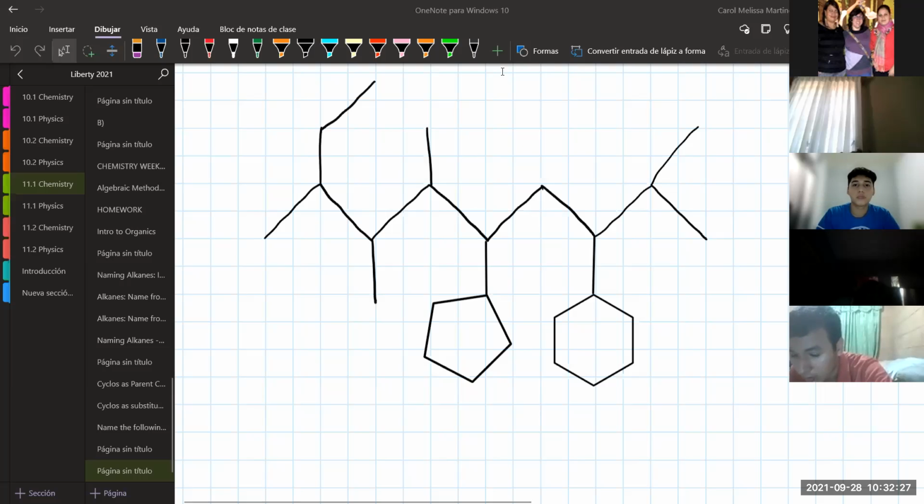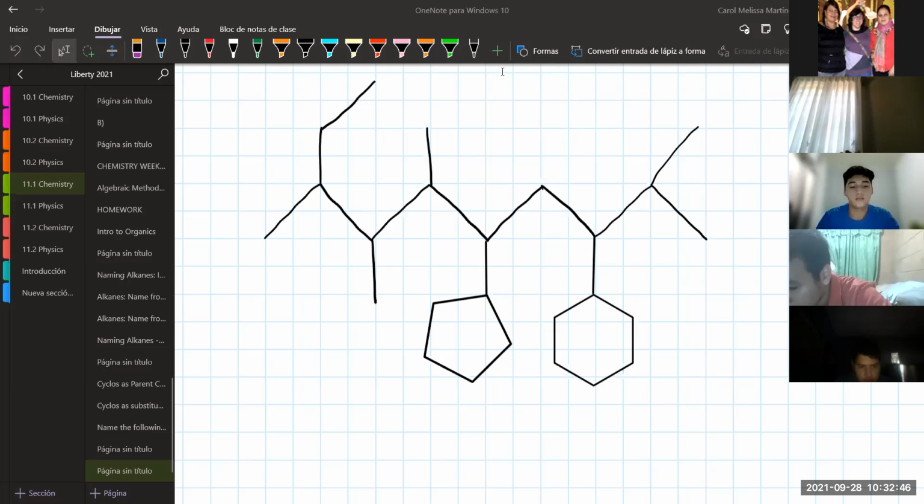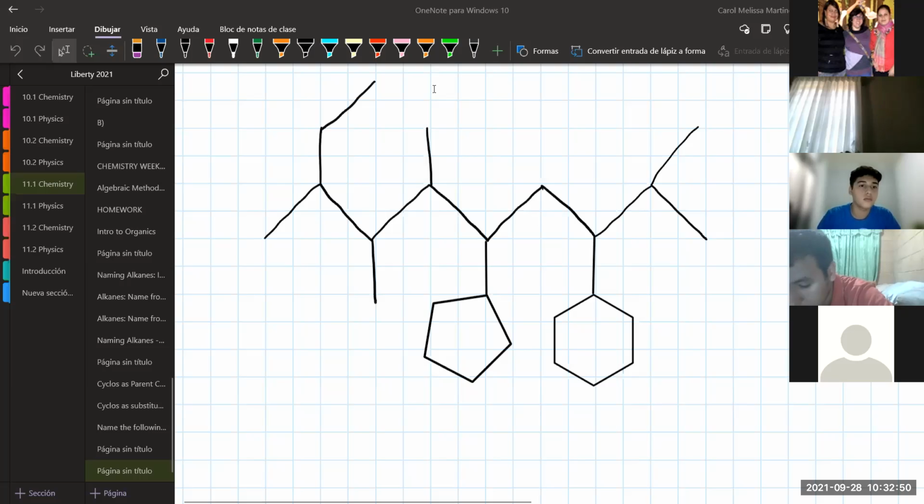Guys, just for you to know, for 4 methyls, it's tetra. The prefix to indicate 4 methyls is going to be tetramethyl. And for what I received, most of you said that there is a 9 carbon chain, but it's not. It is a 10 carbon chain.